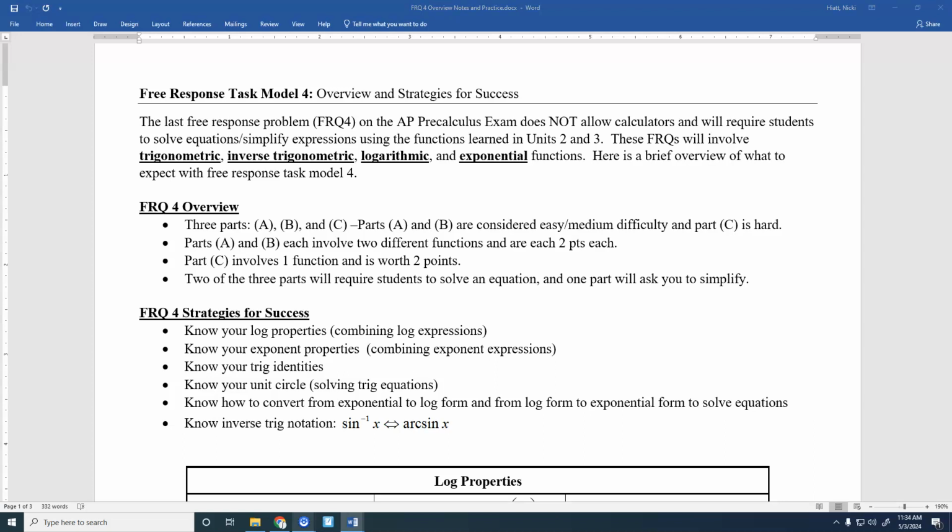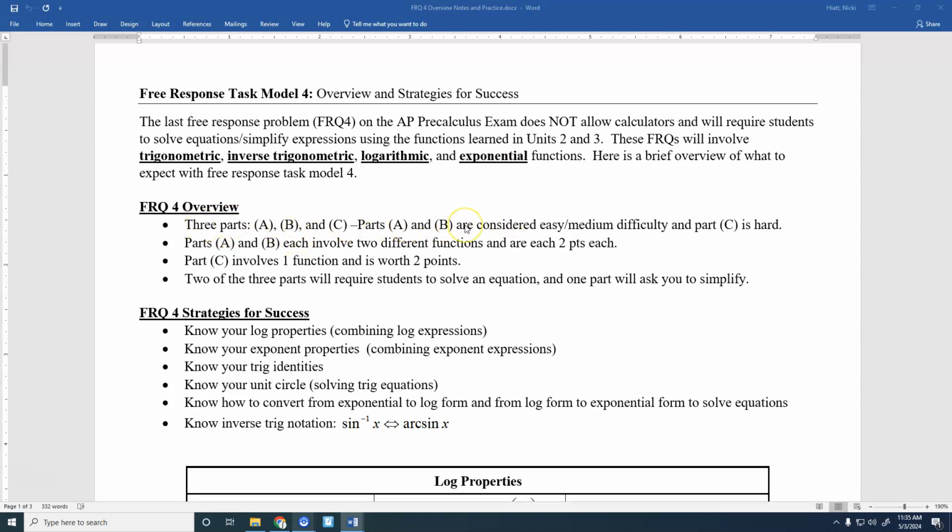will have on the test. And they have told us that the last problem will not allow a calculator, and you'll have to solve or simplify expressions using functions learned in Unit 2 and 3. So these are the types you're going to see: trig, inverse trig, logs, exponentials. That stuff is what's going to be in the fourth question.